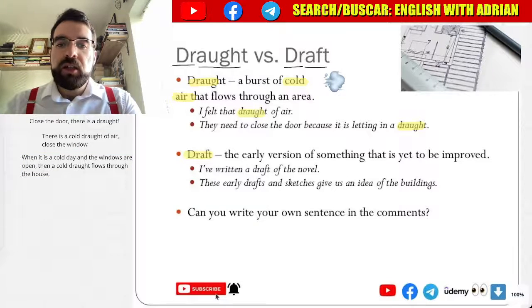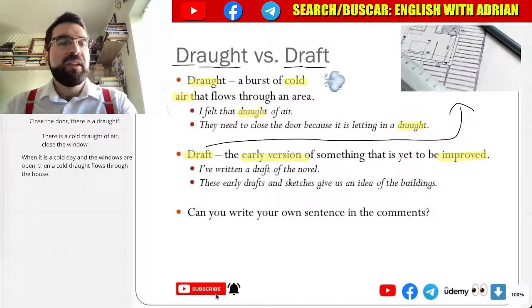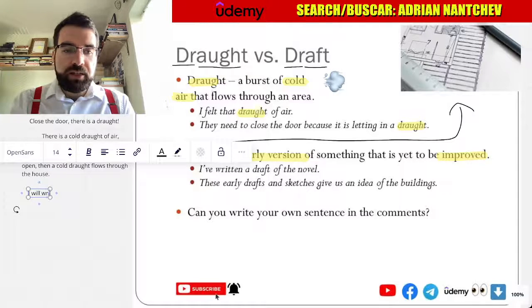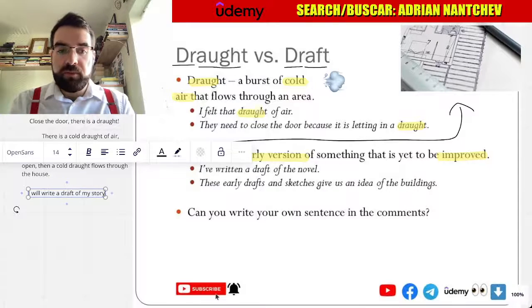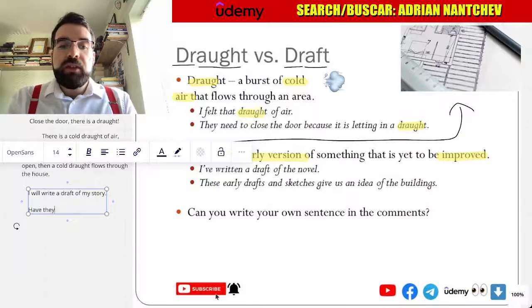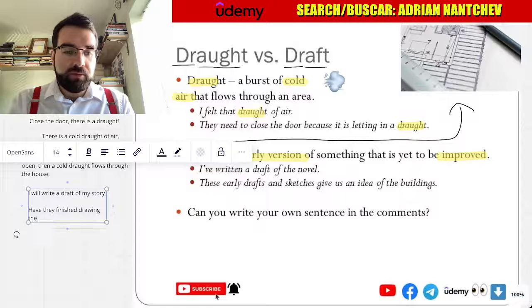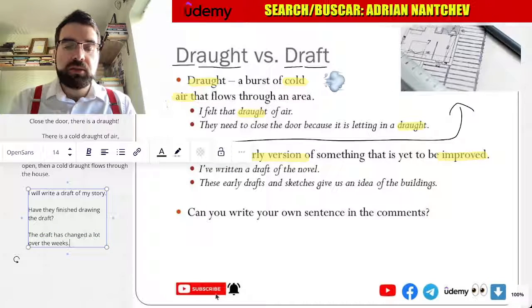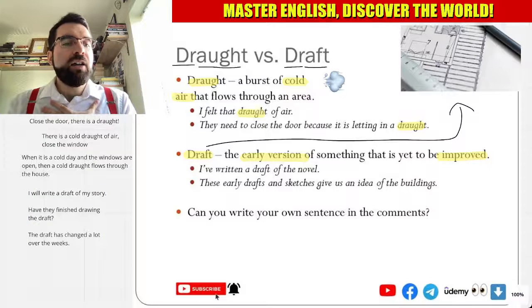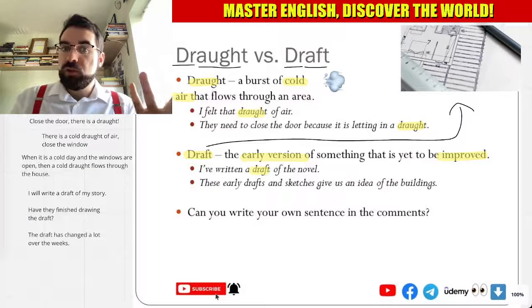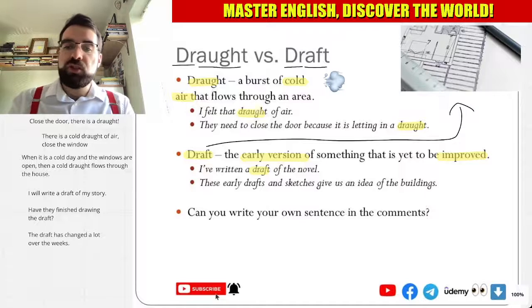So, draft, an early version of something yet to be improved. Like draft. There we are. Yeah. I will write a draft of my story. Have they finished drawing the draft? Yeah. The draft has changed a lot over the weeks. I've written a draft of the novel. Yes, I need to write a draft first.